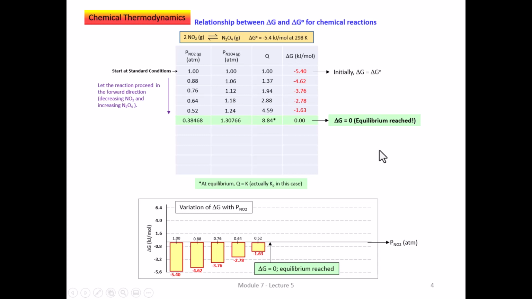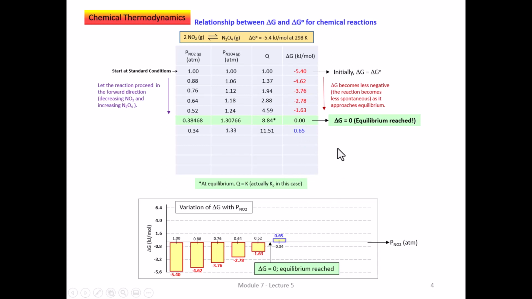So let's continue our thought experiment. Let's let the reaction continue to proceed. And you say, well, it won't proceed, it's reached equilibrium. You are correct. We are just going to artificially keep pushing it to the right. So if we did that, and we said, well, when NO2 drops to 0.34, N2O4 is now up to 1.33, Q is 11.51, and interestingly now, delta G is now positive 0.65 kilojoules per mole.